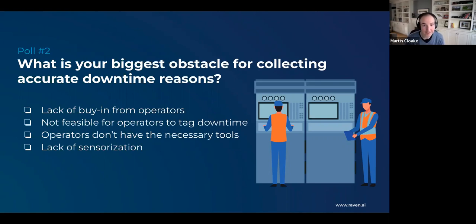So yeah, number one, operators don't have the necessary tools and lack of buy-in. I would start off with the lack of buy-in, but based on our experience at Raven, there are ways to get buy-in from operators if you present them with a tool that provides them value. And tools that provide operators value is not one that shows them OEE, not one that shows them metrics that they cannot influence. What is useful to operators is anything that they can do to influence the organization to fix problems that are meaningful to them, either in the moment.